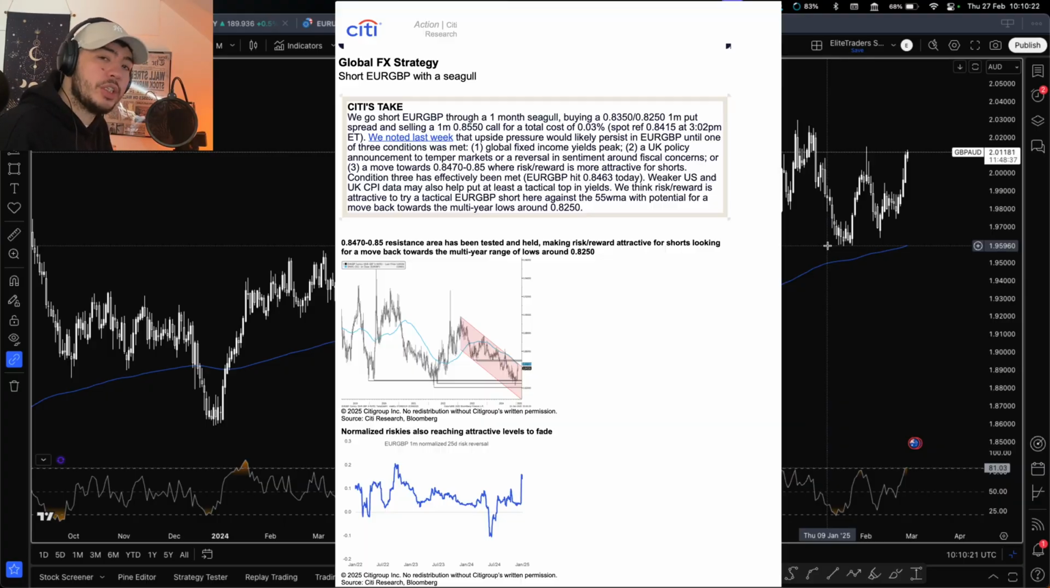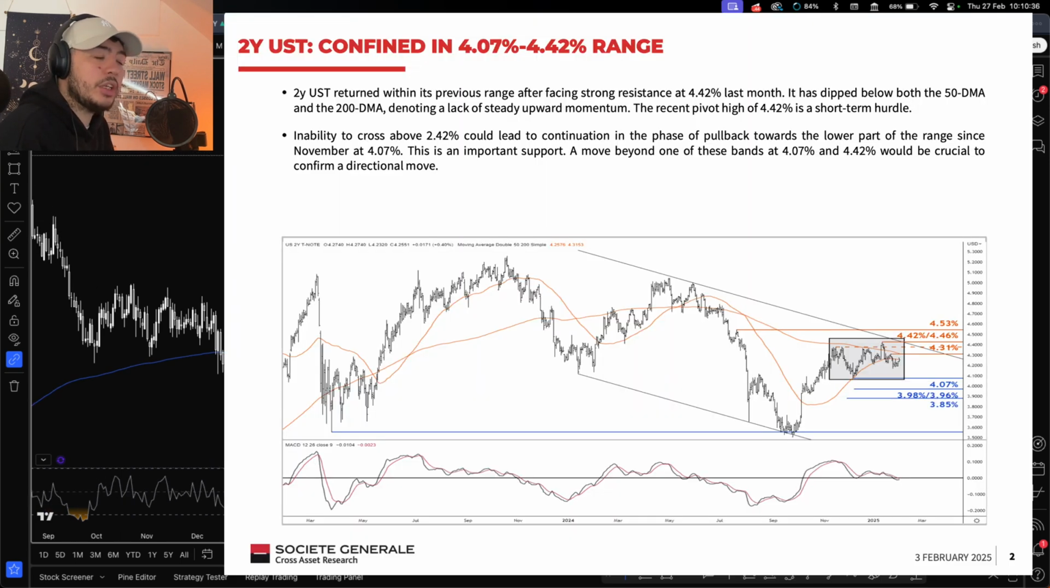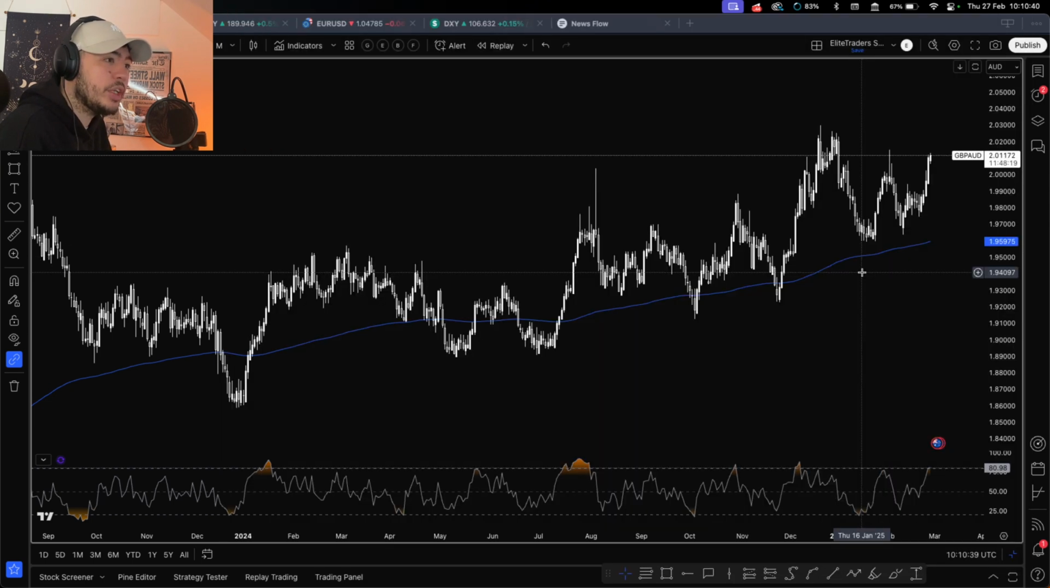So first one, this was Citigroup. They went short on the euro pound some time ago because of a moving average and because of a resistance. And there's another image of an institution doing technical analysis using oscillators, moving averages, wedges, and all sorts of other technical bits. But you know what's not ever on a bank report? ICT or smart money concepts.